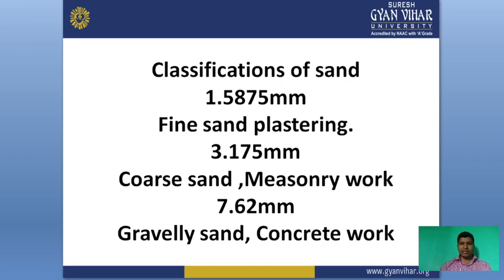So basically, the classification of sand: when we pass it through a 1.587 mm sieve, it is called fine sand and is used for plastering. Then the sieve size of 3.175 mm is used for coarse sand and masonry work, and the last, the 7.62 mm sieve, gives what is known as gravelly sand, which is used for concrete work in civil engineering projects.